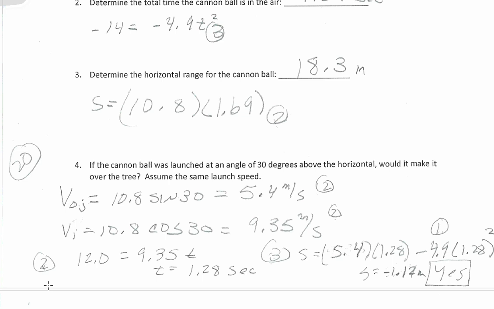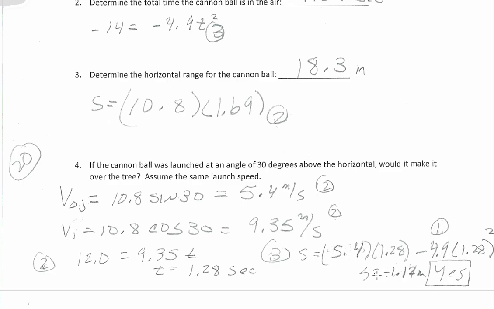So what I do is I find the time it takes the ball to reach the tree. And I know I've got 12 meters to get there. So 12 equals 9.35 t. The time it takes for the cannonball to get where the tree is located is 1.28 seconds. Now I just need to figure out how much the cannonball has fallen from 14 meters. So s is equal to 5.4 times 1.28 minus, again, half of our acceleration, 4.9, times 1.28 seconds squared. The displacement has fallen on the way over to the tree is a negative 1.12 meters.